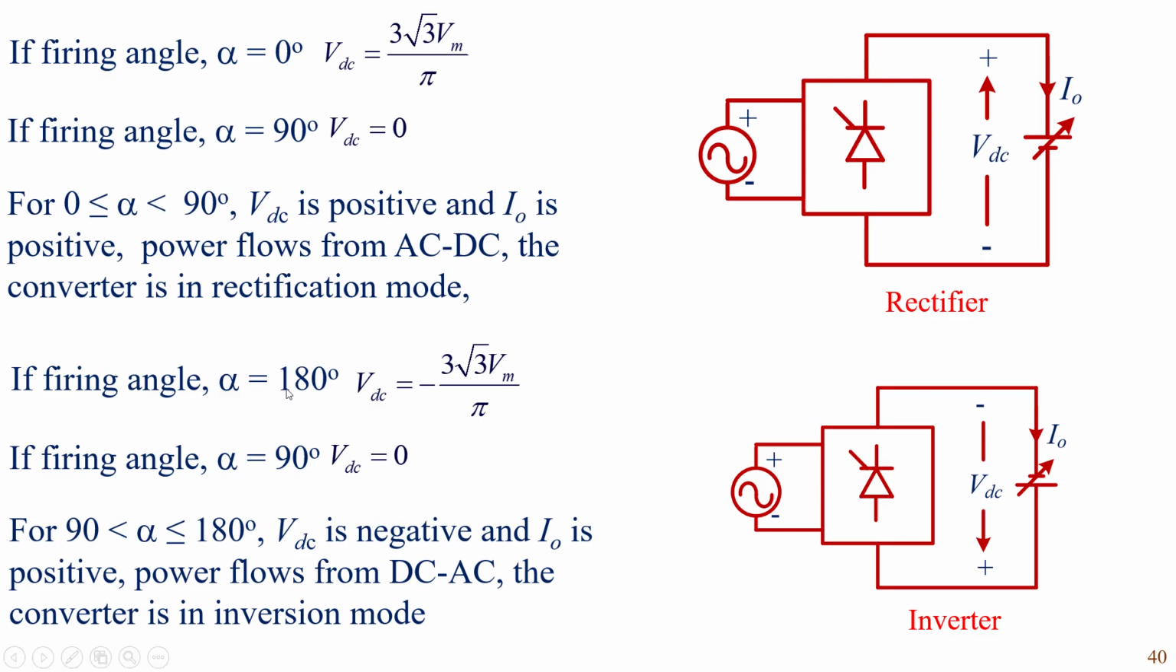If firing angle is 180, the VDC equals minus 3 root 3 Vm by pi, and again if firing angle equals 90, the VDC equals 0. So for the firing angle between 90 to 180, the output voltage VDC is negative and output current is positive. The power flows from DC to AC. The converter is said to be in inversion mode. So for the firing angle between 0 to 90, the converter acts as a rectifier, and for the firing angle between 90 to 180, the converter acts as an inverter.